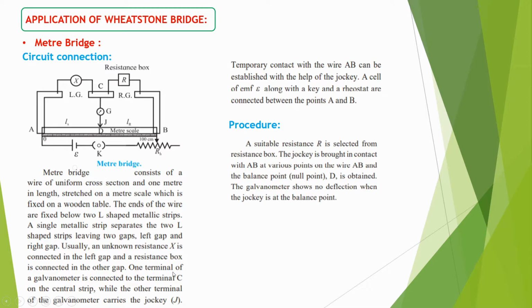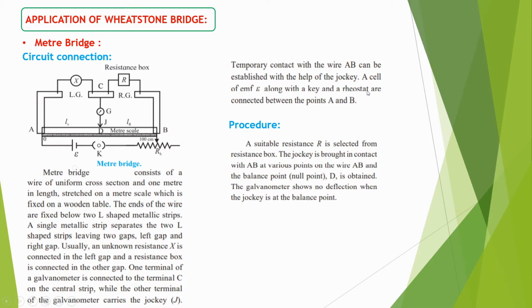Then one terminal of a galvanometer is connected to the terminal C on the central strip, while the other terminal of the galvanometer carries the jockey. So this is a galvanometer. One end of the galvanometer is connected to the point C and the other end is connected to the jockey, also called the sliding key, which slides along the wire AB. A temporary contact with the wire AB can be established with the help of the jockey. This means we can tap the jockey on the wire AB and make a temporary contact with it.